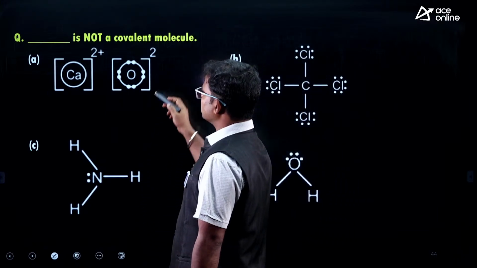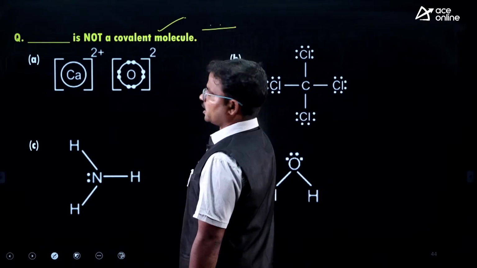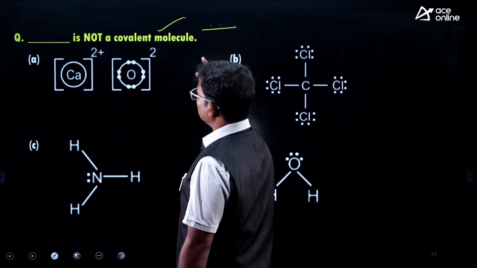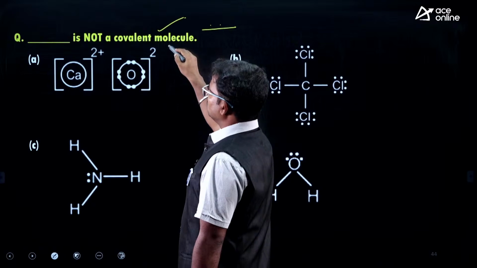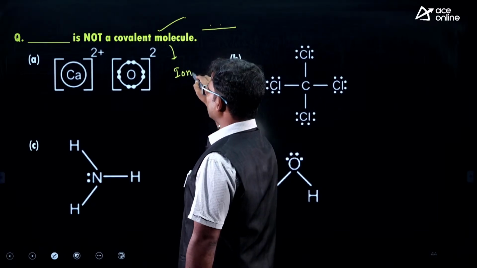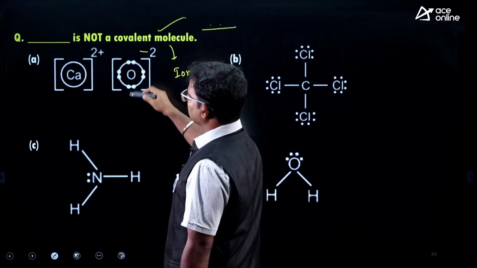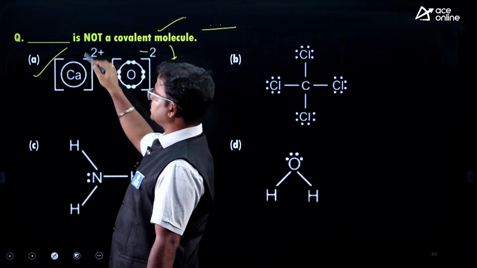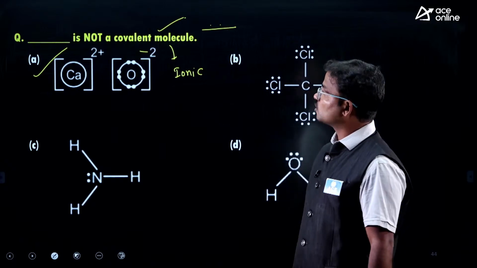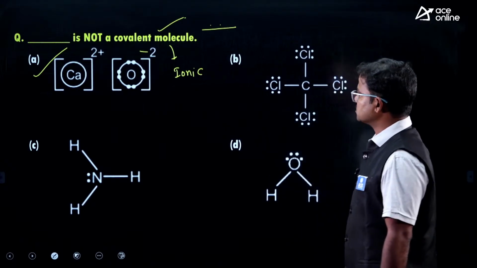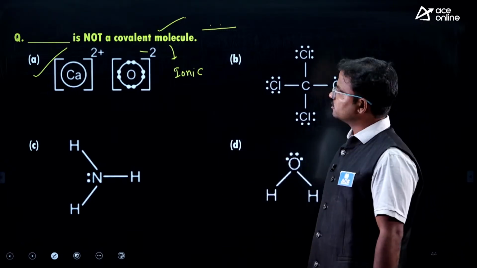Next, dash is not a covalent molecule. A covalent molecule shares electrons between two atoms. But here they are asking about a molecule that is not covalent, which means ionic. Ionic molecules always exhibit ions, like +2, -2. So that's why option A is the right answer. If it exhibits ions, it is not considered a covalent compound. The remaining molecules do not show any positive and negative charges.